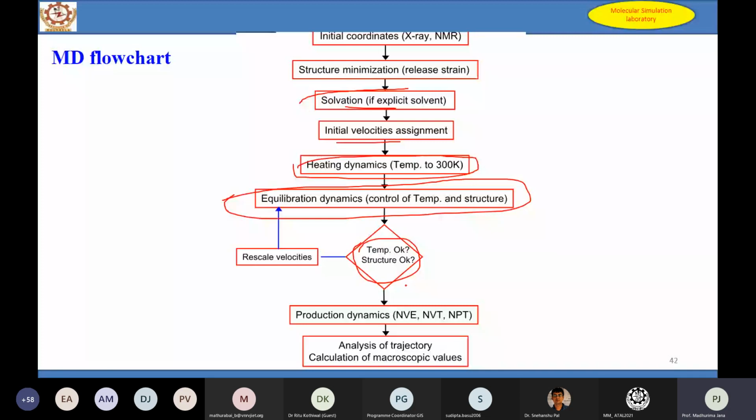So different types of statistical ensemble we have to use here. That can be NVE, NVT, NPT. These are the statistical ensembles, which correlate with the open system and isolated system in the thermodynamic system. Once a production trajectory is done, your trajectory is ready for analysis. You can do the calculation and get the macroscopic properties of the system, whatever you are designing for. So that is the whole MD flowchart up to getting the result.